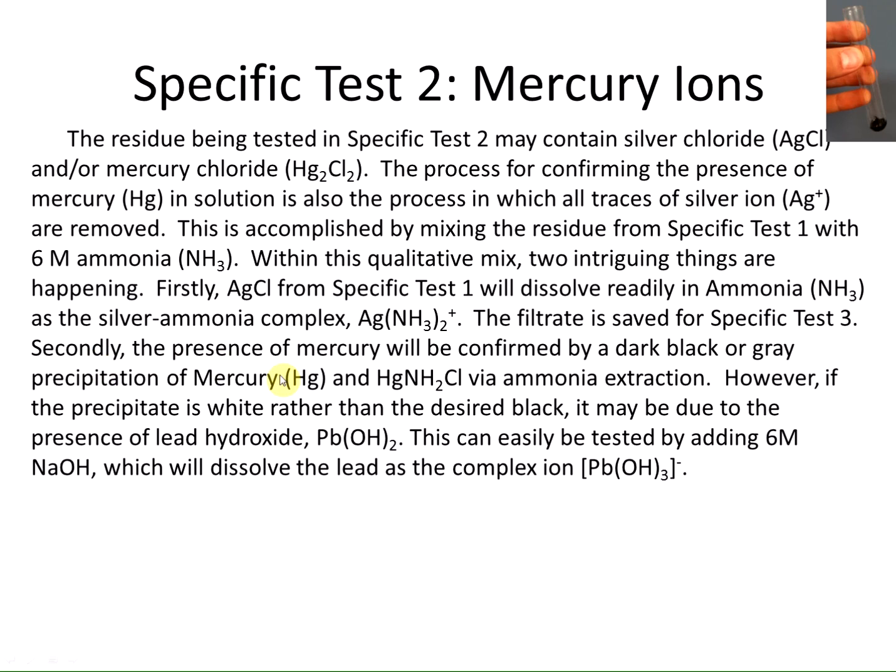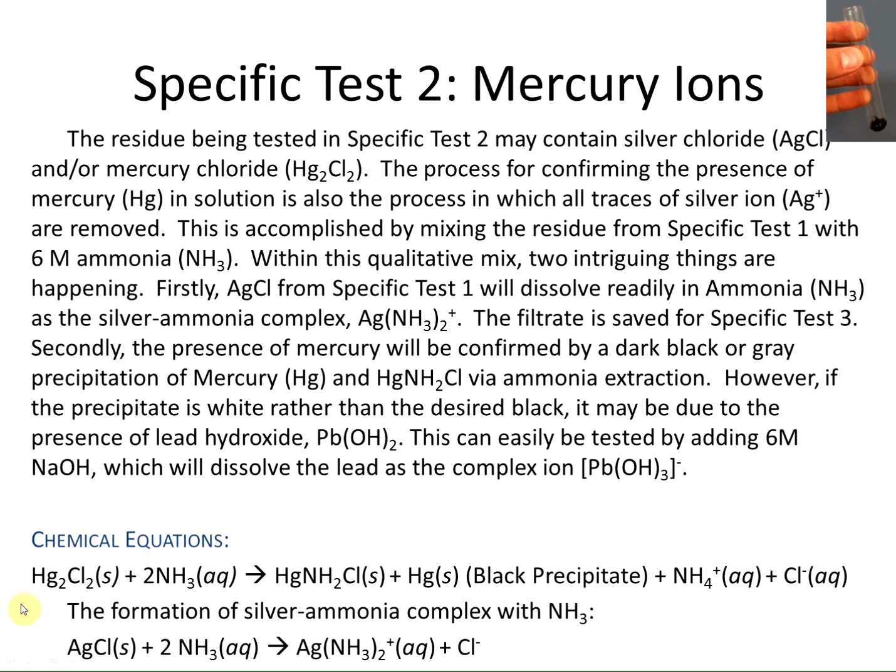Secondly, the presence of mercury will be confirmed by either a dark black or gray precipitate of mercury and mercury ammonium chloride via this ammonia extraction. However, if the precipitate is white rather than the desired black, it may be due to the presence of lead hydroxide. If you didn't efficiently remove all the lead in your previous test and have some left over, you may have some lead hydroxide forming in the test tube. This can easily be tested by adding 6 molar sodium hydroxide, because this will dissolve the lead and form the lead complex with 3 hydroxides bound to it. Notice that it is also anionic, so this makes it soluble in water.